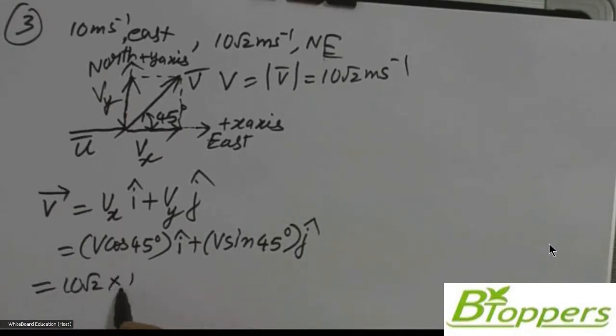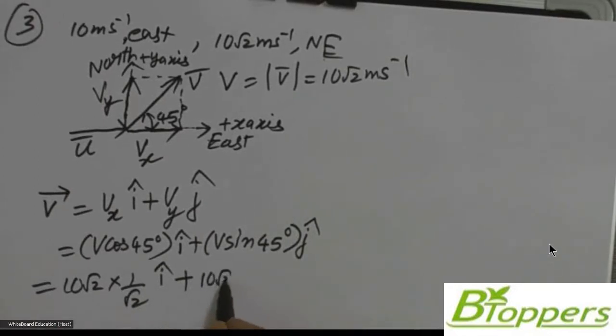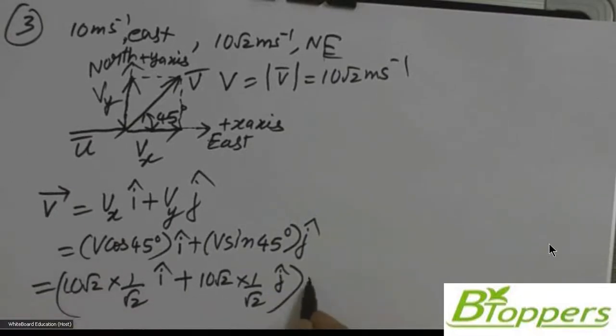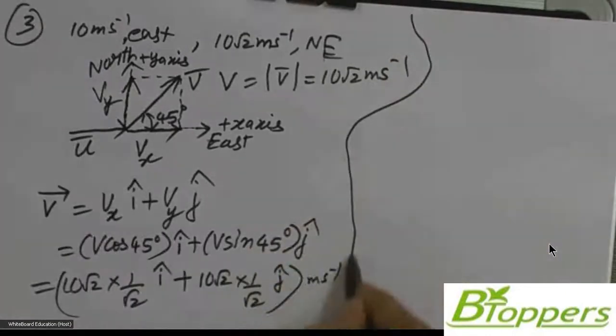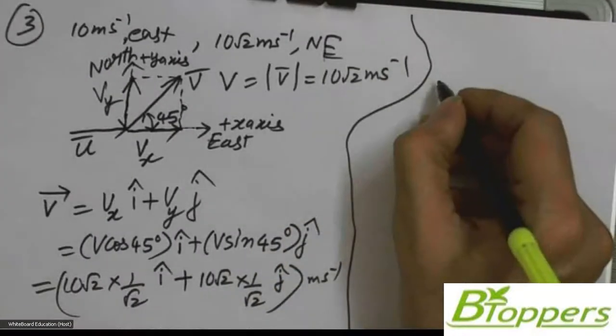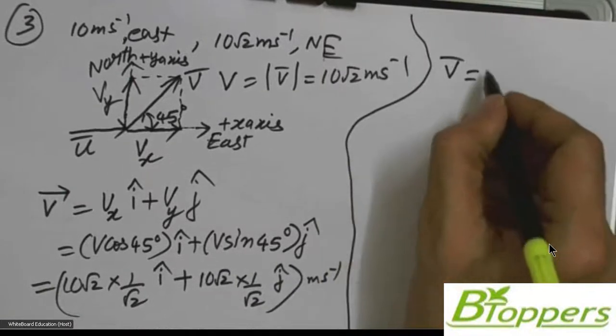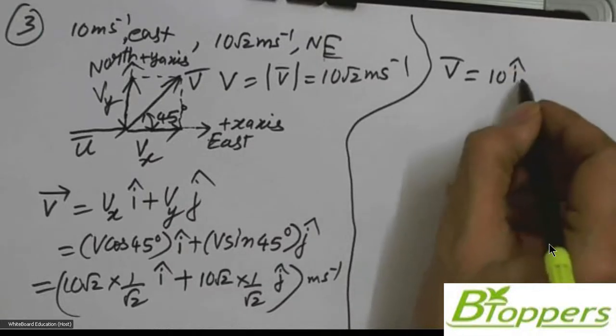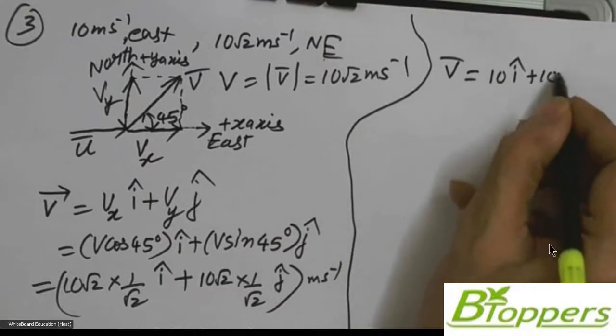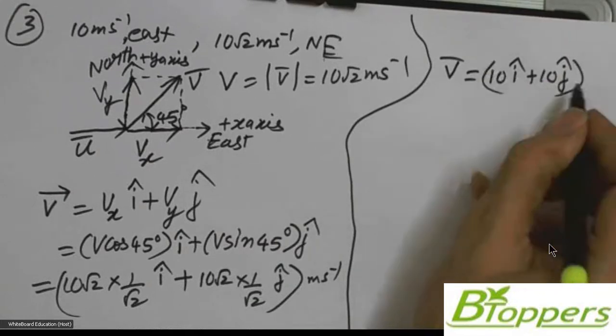Cos 45 degrees is 1 by root 2. The next term, also, we can substitute v equal to 10 root 2 meter per second. Sin 45 degrees is 1 by root 2. So you get the final velocity vector v bar equal to 10 i cap plus 10 j cap meter per second.